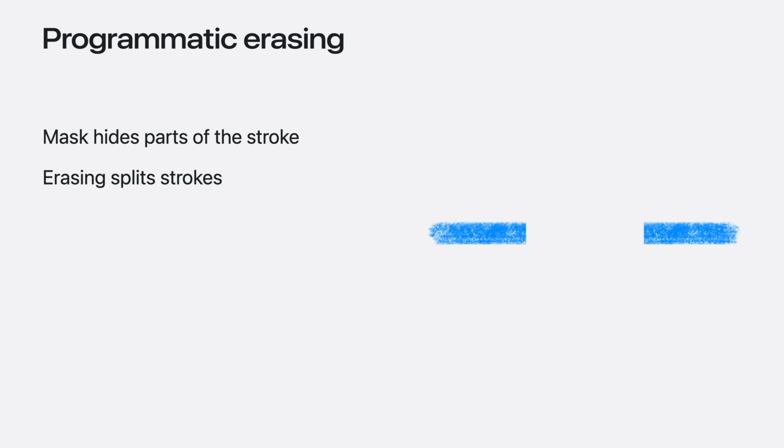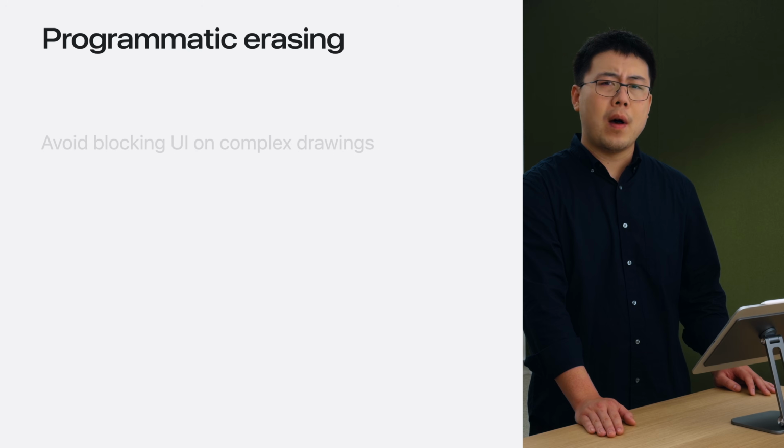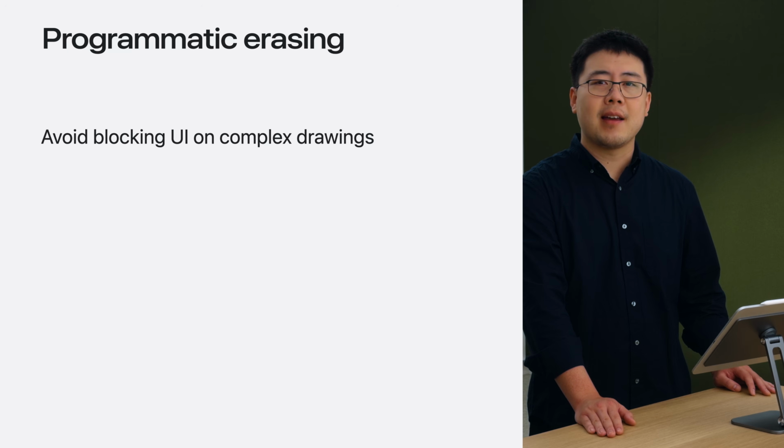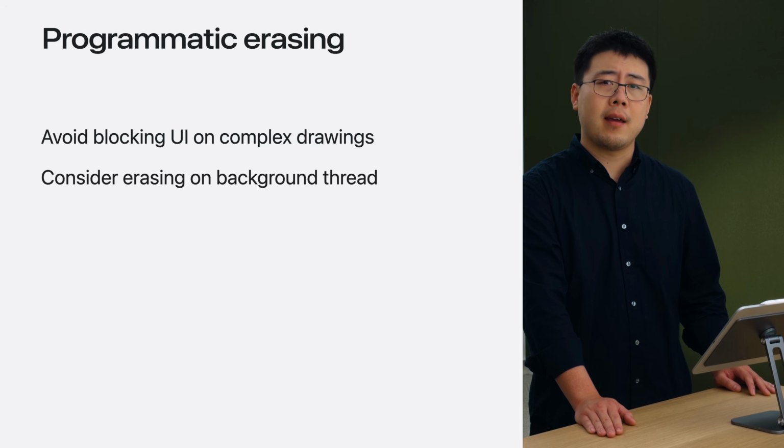You provide a PK stroke path as the eraser. It cuts through the drawing, slicing a single stroke into multiple independent strokes with their own mask, just as if the user had used the eraser tool on the canvas. One thing to keep in mind, slicing can be expensive on complex drawings. If your drawing has a large number of strokes, be mindful of performance and consider erasing on a background thread, rather than blocking your UI.